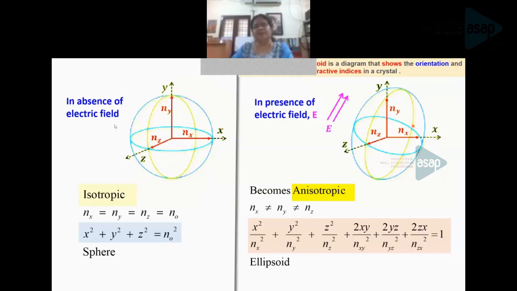Now, the same lattice or same material is placed in an electric field. So we know that in the presence of electric field, this lattice will get distorted. So you get a new index ellipsoid diagram. This is an ellipsoid. It is elongated along the direction of the electric field. Hence, the refractive indices for the three different axes are different. So this is an ellipsoid and the corresponding ellipsoid equation is this. Okay. Remember this equation. We are using this after a while.